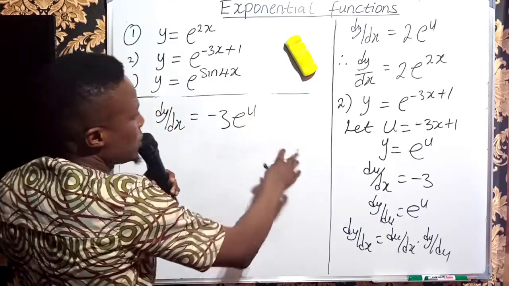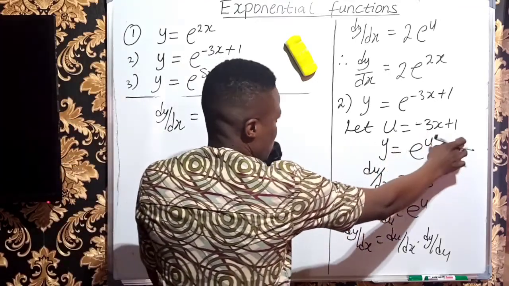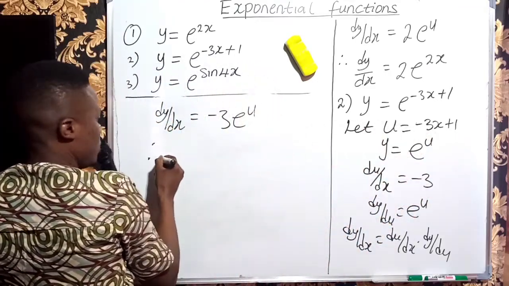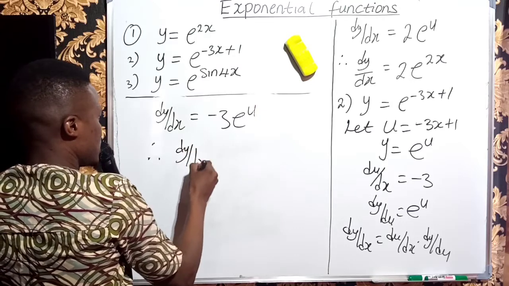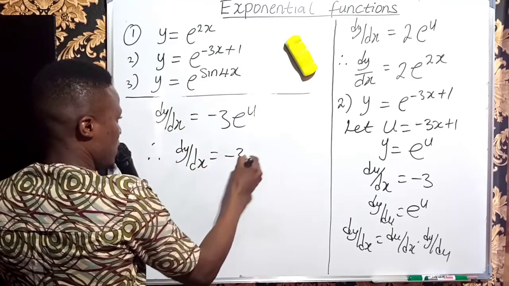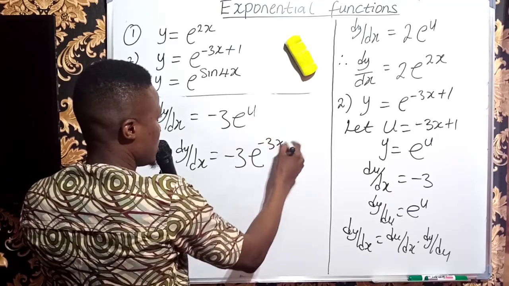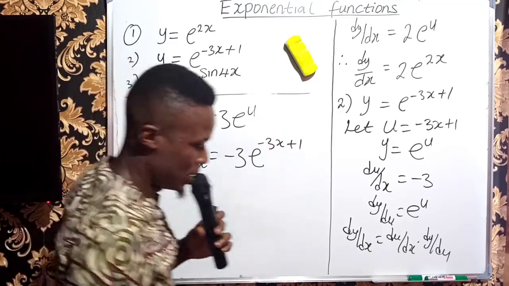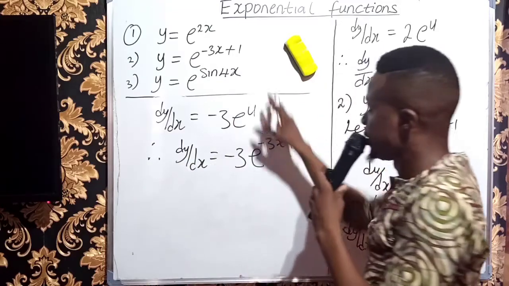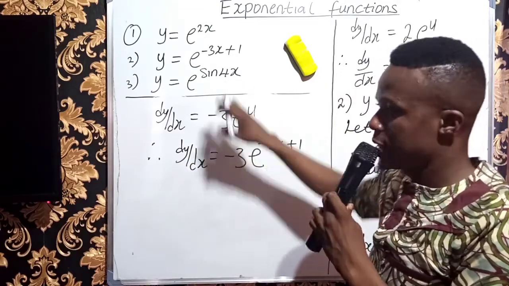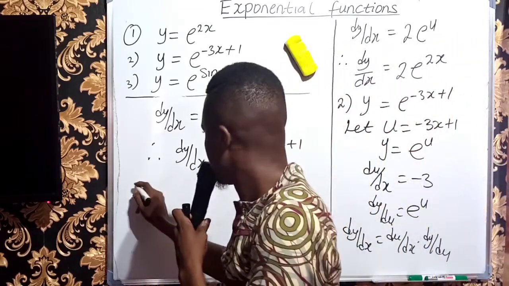But initially, we said that u is minus 3x plus 1. Therefore, dy dx will give me minus 3e. Seeing u, I'll plug in minus 3x plus 1. This is also the derivative of the second function. So let's take the third one.